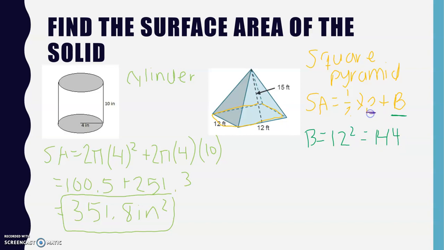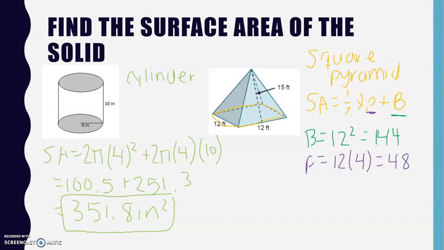Next, I want to do the perimeter of the base, and the perimeter is going to be 12 times 4, because once again, it is a square, and to find the perimeter of a square, it's one side times 4, or you could do 12 plus 12 plus 12 plus 12. And either way, you're going to get 48.